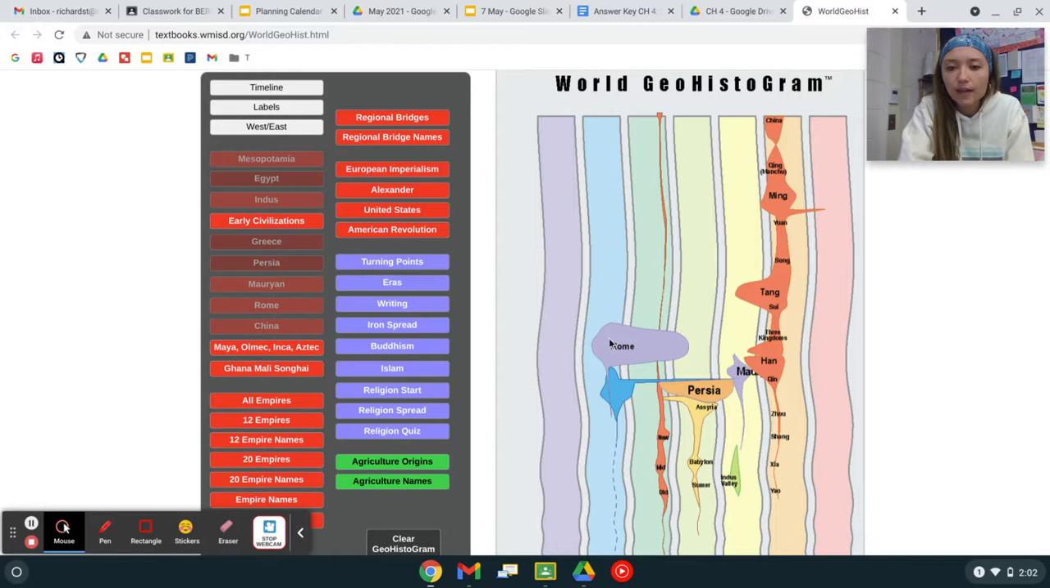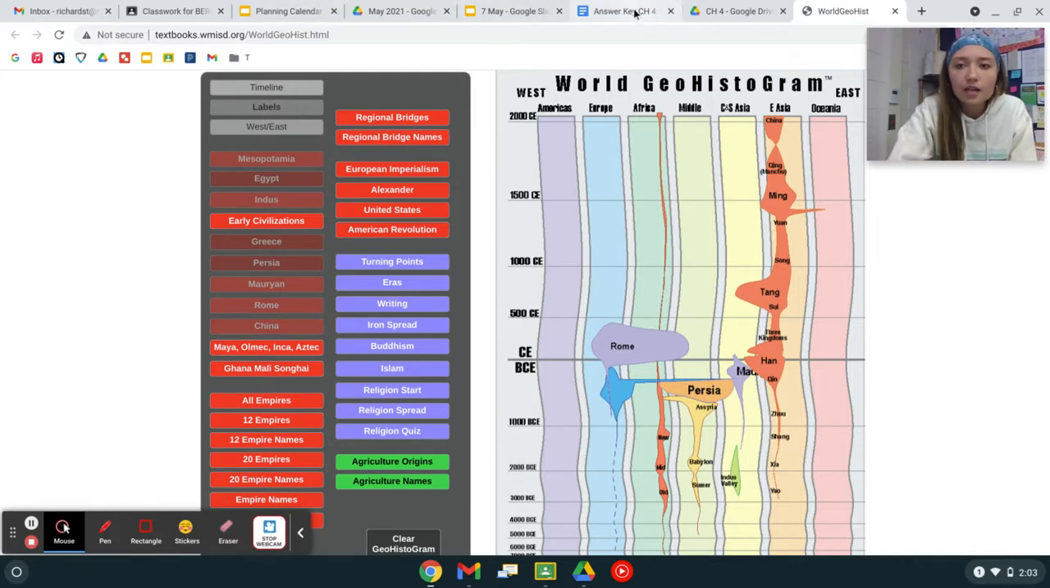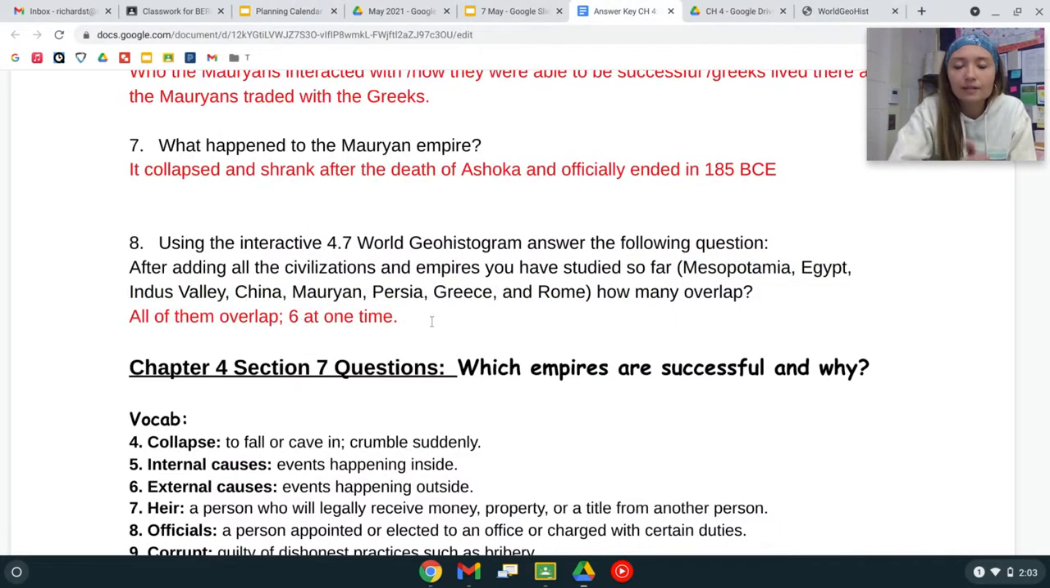6 of the 7 overlap right here, which is, if we put the timeline up, isn't that so handy? Labels, look at that. West and East, awesome. If we put that 0 line up right there, which defines where BC and then CE or AD happens, we can see that many of them overlap here. The Indus Valley region is the only one that's kind of on its own on here, but it still overlaps with other civilizations. So the answer to the question is all of them overlap with some other civilization, but there is 6 at one time.